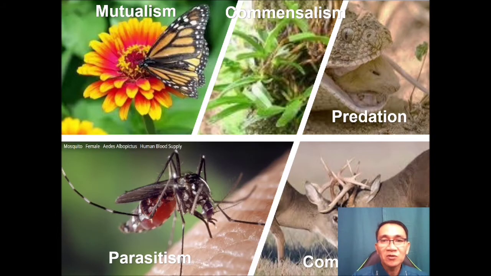There are five ecological relationships that occur in the environment: mutualism, commensalism, parasitism, predation, and competition.